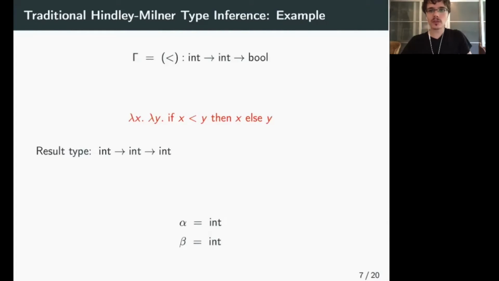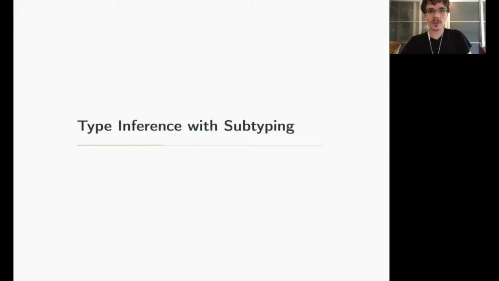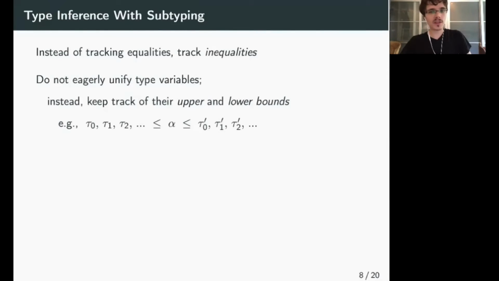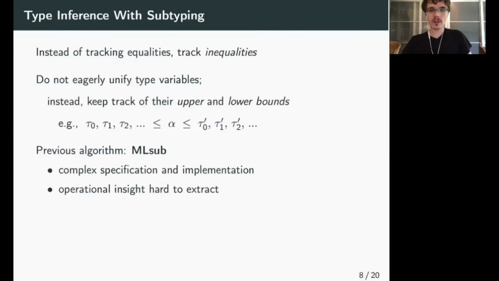Now let's review how to adapt this algorithm to subtyping. Instead of tracking equalities between types, we now track inequalities between types. We do not unify type variables, but instead we keep track of their assumed subtypes and supertypes. That is, we keep track of their bounds. We base our approach on a previous algorithm called MLSub, which was the first to infer most specific types in the presence of subtyping, but whose presentation was complex and difficult to understand.